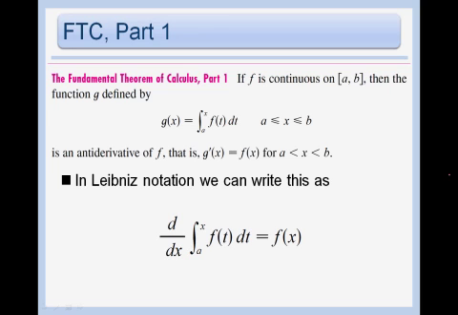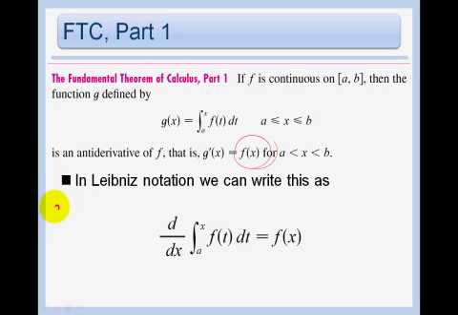So the first part of the fundamental theorem of calculus says that if we have g of x equal the integral from a to x of f of t dt, then the derivative of the antiderivative is just the function itself evaluated at x. In Leibniz notation, we can say that the derivative of the antiderivative is the function itself evaluated at wherever we have accumulated up until. I like to think of it like this.